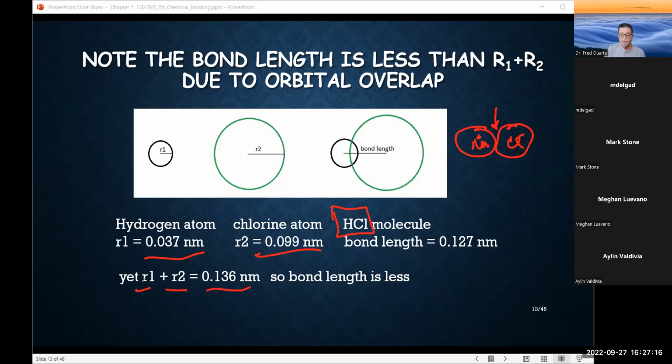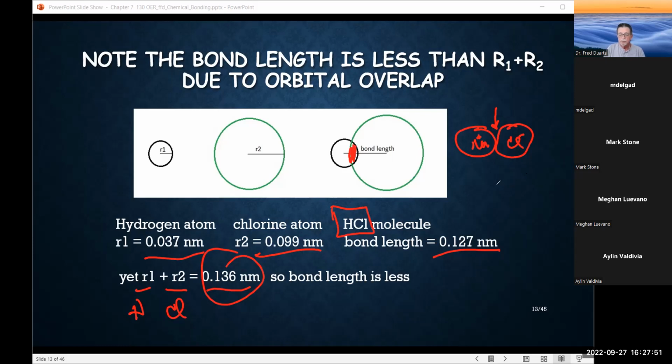That is the sum of each individual radius, the hydrogen and the chlorine. But it turns out that's not the case. The bond length between the two nuclei, the distance between the chlorine and the hydrogen, is actually 0.127 nanometers, much less than the sum of the two. That is expected because those electrons are being shared.